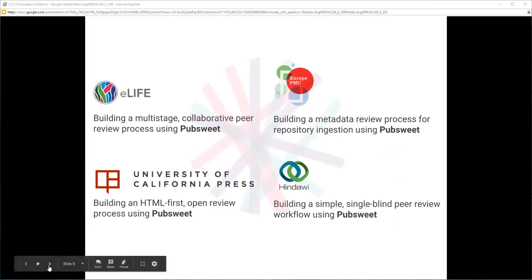And at Hindawi, we're building a fairly straightforward peer review system that can power a slightly more traditional workflow for a publisher with scale. So someone who's trying to operate multiple journals on a single instance and have staff working across multiple journals and a large number of submissions. We're all using the same PubSweet, the same underlying open source technology to do that.